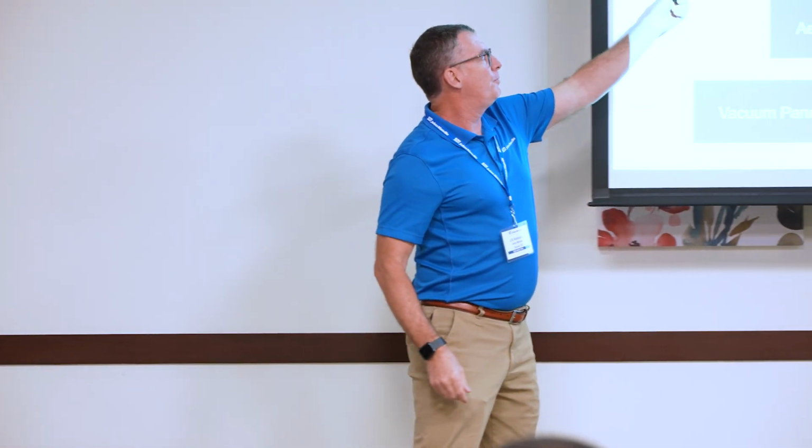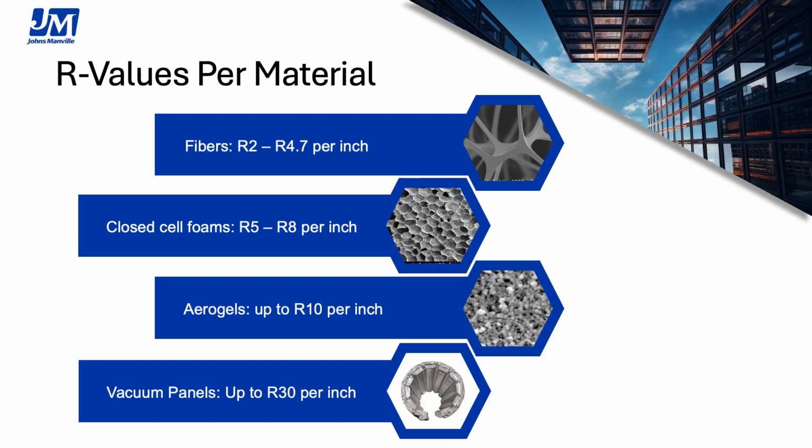Good question. If we want to go beyond that, we need to do something different. Aerogels, right, up to R10 per inch. What do we do there? Well, there we're using air again, but then the spaces between the particles is so small that it's kind of like we've broken the air.